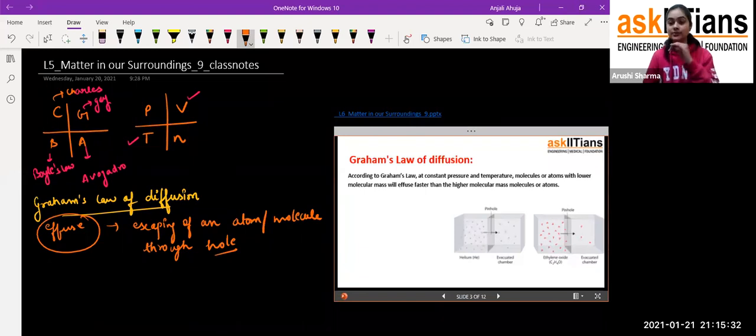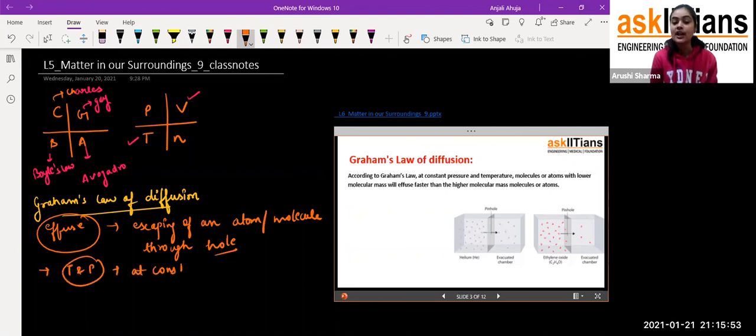Due to that effusion, the LPG molecules, or the particles of the gases, get dissolved, or you can say diffused, in the atmosphere, and that is the diffusion process. So Graham's law of diffusion says that when temperature and pressure are both constant, the gas with less molecular mass will effuse out faster as compared to the gas with high molecular mass. As in this picture, you can see more of the small molecules coming out from the holes, whereas the large particles can't get out very easily.